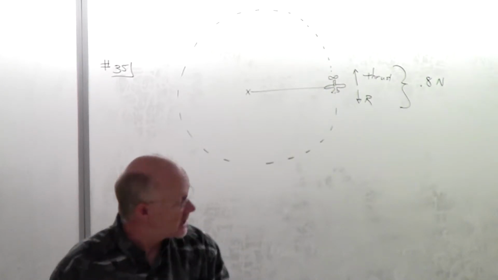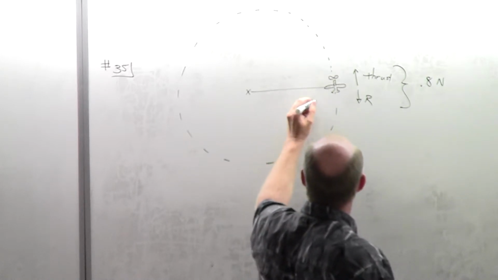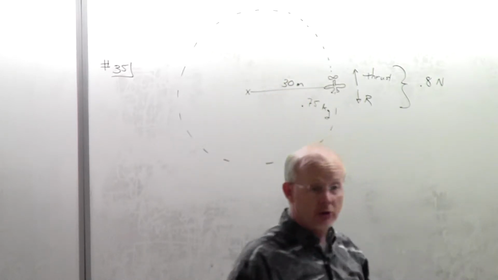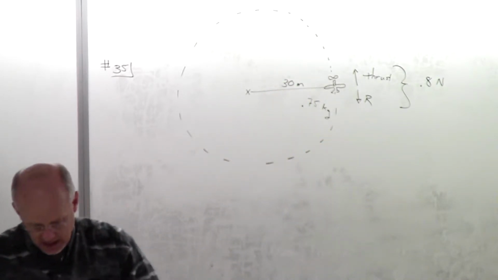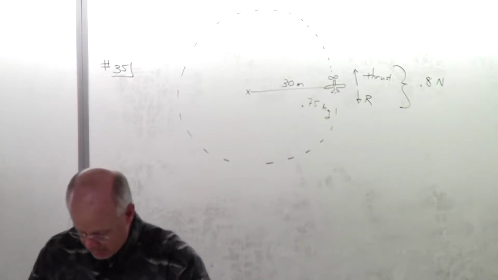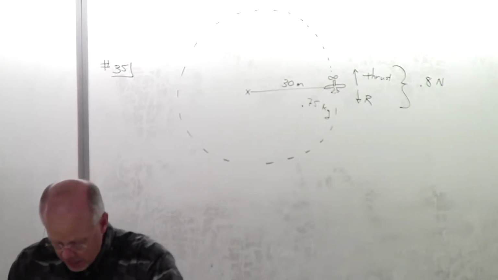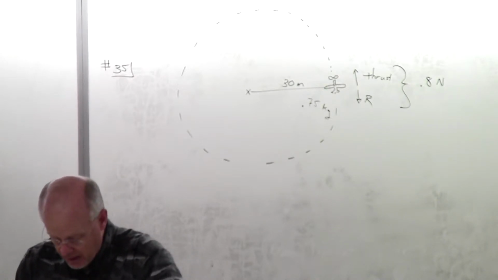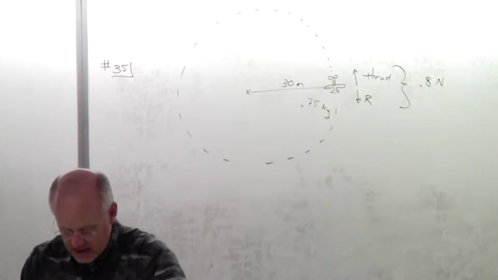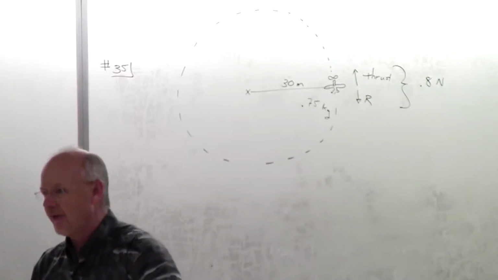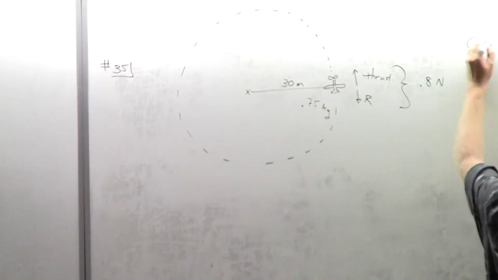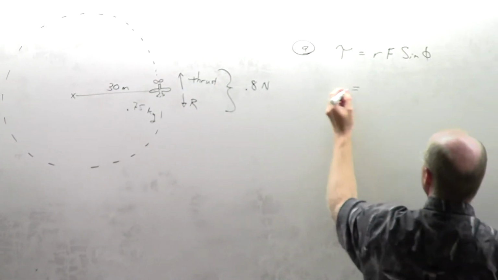So model airplane, mass, I should put that up here, 0.75 kilograms, is then going around in a circle with a radius of 30 meters. It is tethered in such a way that it makes a radius of 30 meters, and the net thrust here is 0.8 newtons. And it's perpendicular to the wire. A, find the torque that this net thrust produces about the center of the circle. All right, so that gives us our first calculation for thrust. Here is torque equals r F sine of theta.